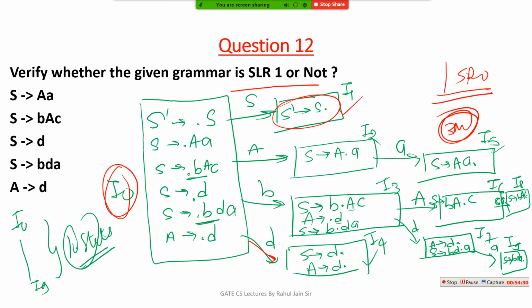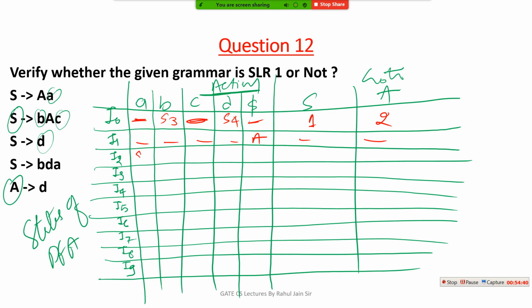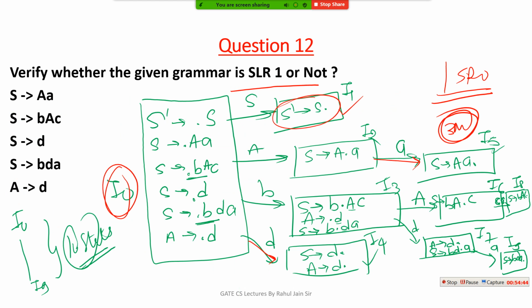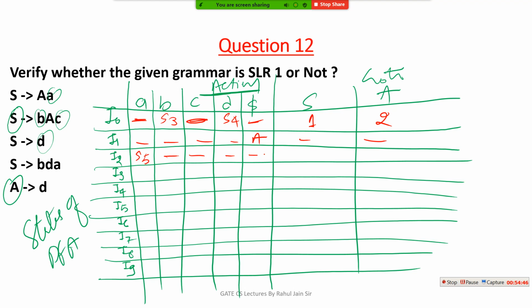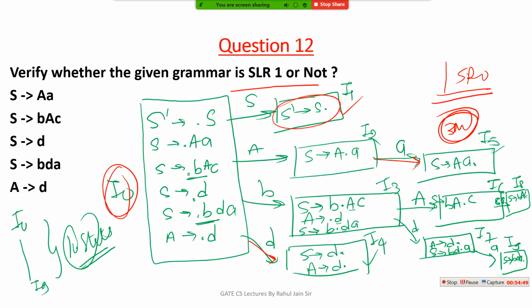And I2 is shifting on small a to I5. I2 on small a goes to I5, which means S5 would be there, and nothing extra is there, so the other entries remain blank.